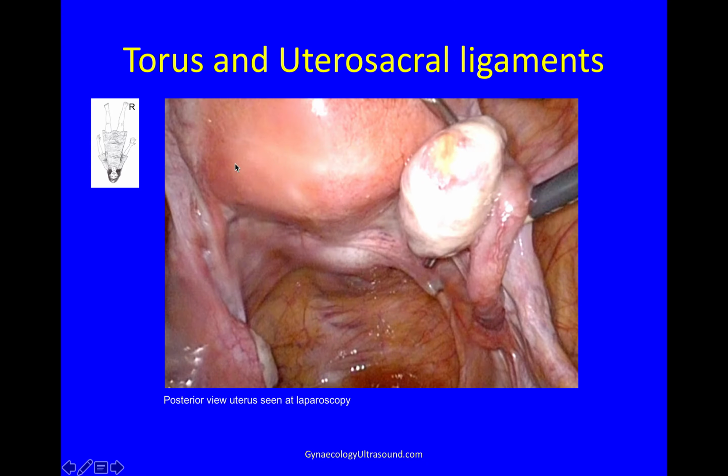And that looks like this. This is the back of the uterus again. This is the torus with the left uterosacral and the right uterosacral ligament, and there's an ovary and a bit of tube.